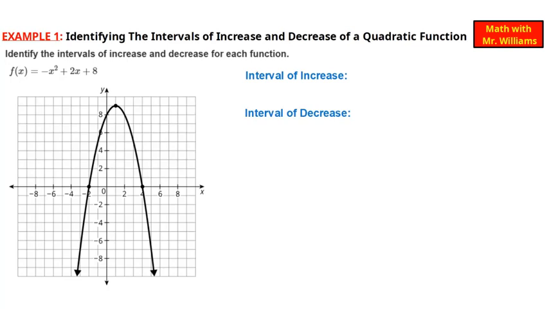Example 1, identifying the intervals of increase and decrease of a quadratic function. Math of Mr. Williams. Identify the intervals of increase and decrease for each function. Here we have f of x equals negative x squared plus 2x plus 8.